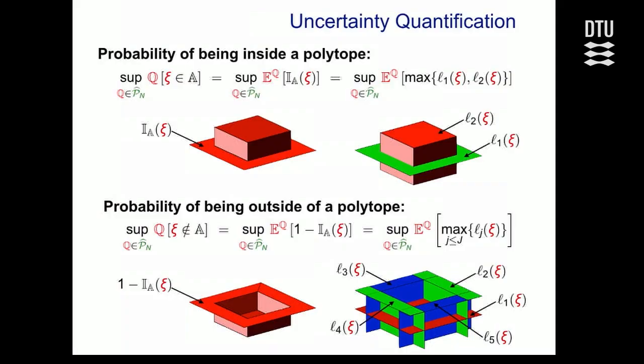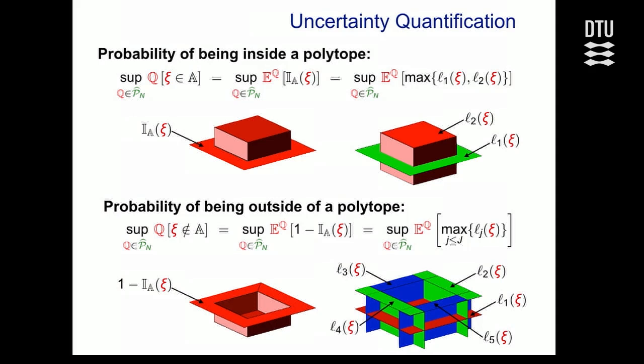For example, imagine that we would like to calculate the worst case probability that my random vector xi is inside the polyhedron A. So I would like to maximize the probability that xi is in A. Now the probability that xi is in A can be written as the expectation of the characteristic function of the set A. That function is equal to 1 if xi is inside A, and it's equal to 0 outside. So I bring this problem back to a problem of finding a worst case expectation. The indicator function of the set A is visualized by the red function on top left.